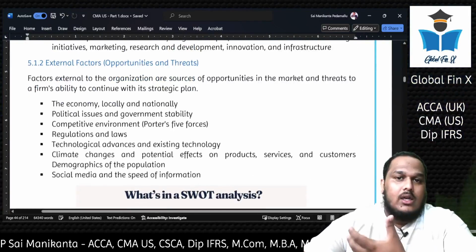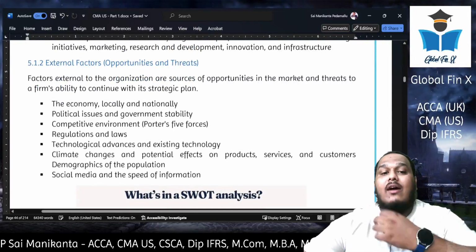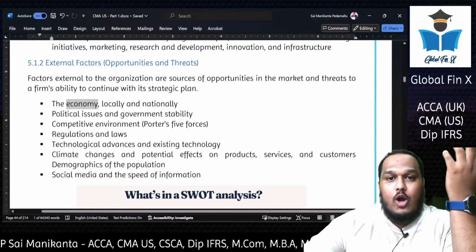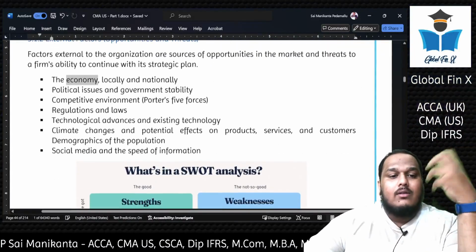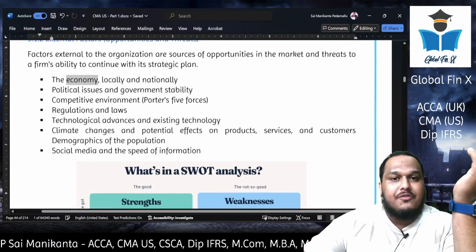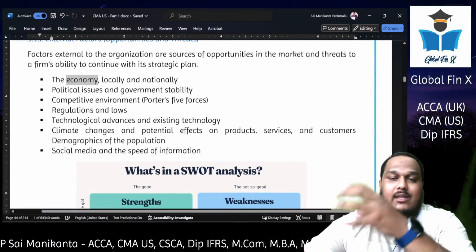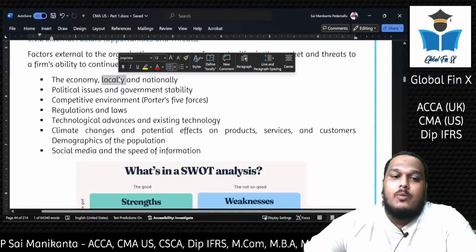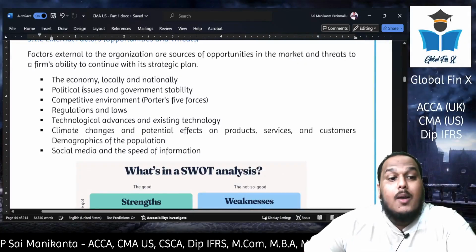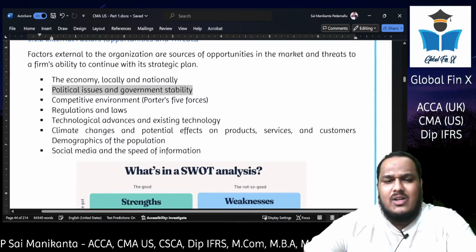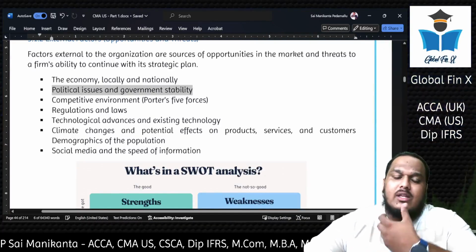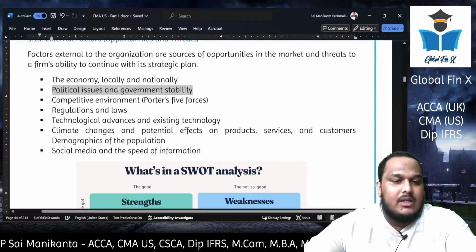Similarly, externally, the external market would have some opportunities and threats. There could be because of the economy. If the economy is booming, then that's an opportunity for you. If the economy is receding, if there is a recession, that is a threat for your company. Again, that could be local or national as well. Political issues and government stability: when governments are stable, that's an opportunity for the companies. When the governments are unstable, that's a threat for the companies.